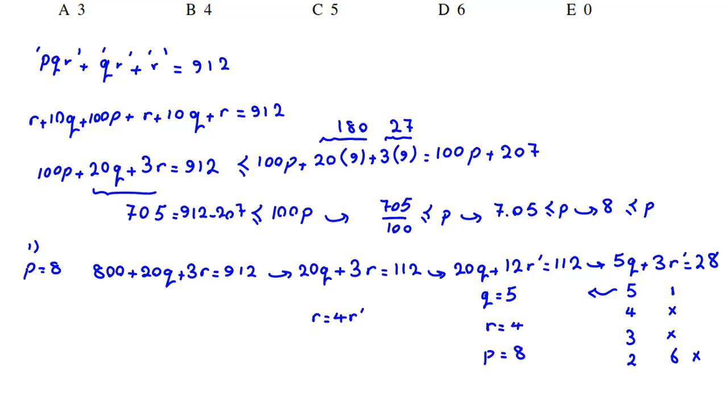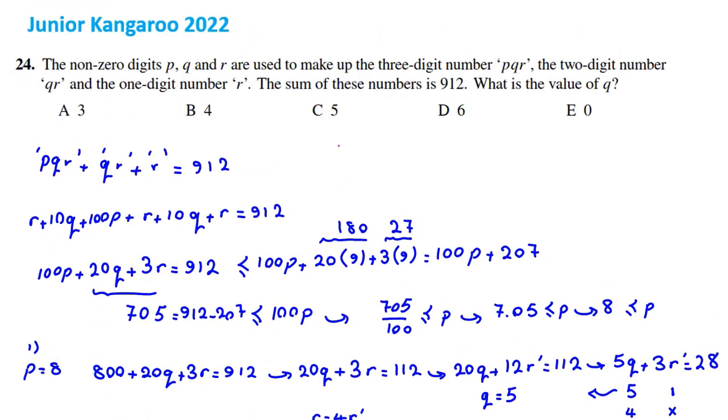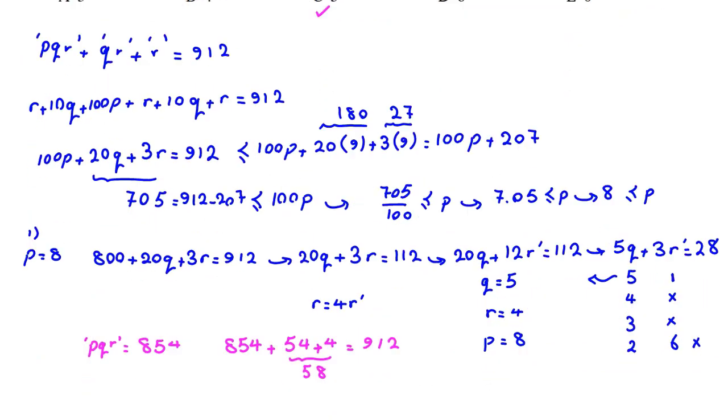Okay, so let's check this case first. In this case, PQR is 854. So if we add 854 plus QR, which is 54, plus R, which is 4, this one will be 58. 8 plus 4, 12. We have 1. 1 plus 5 plus 5, 11. We have 1, 912. It works. So 854. Q is 5. So we found.